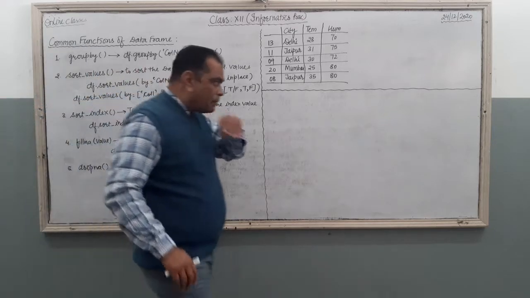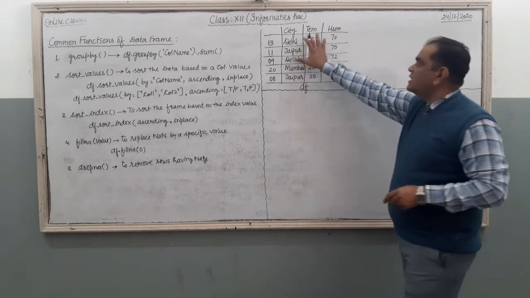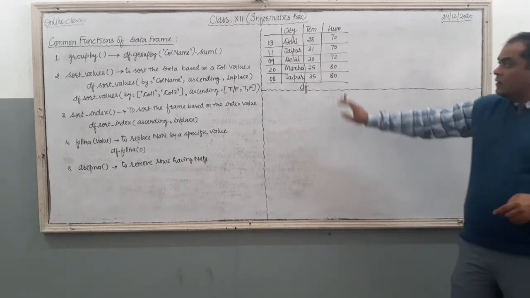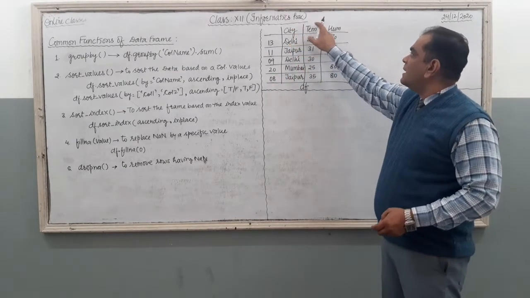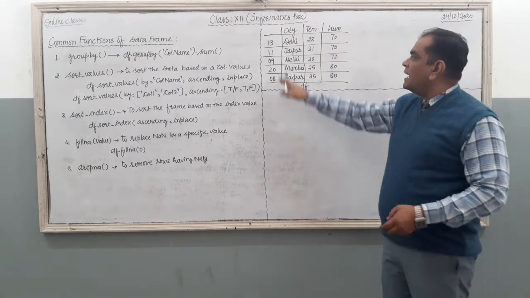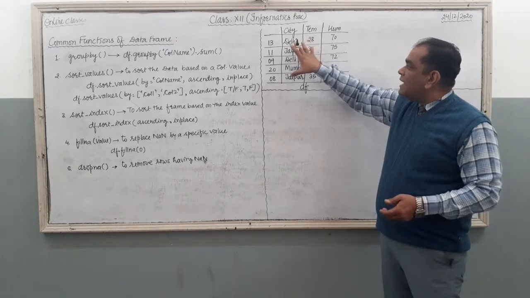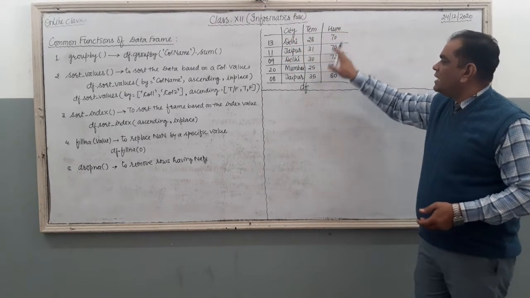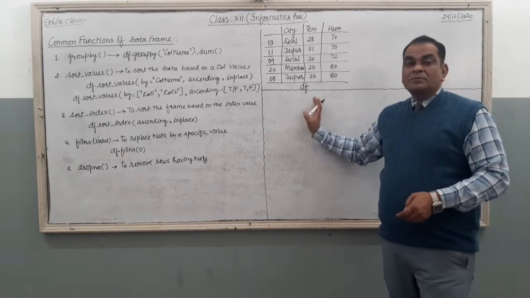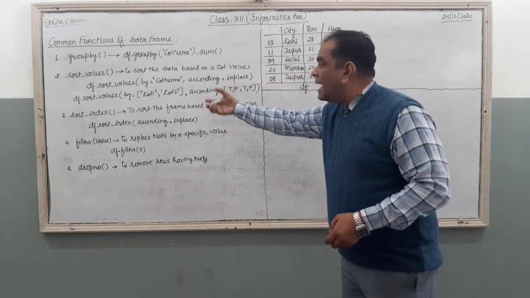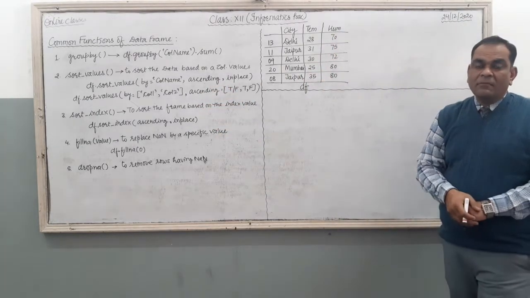Now, to understand the topic, I have created one data frame here. The name of this data frame is df, and just see what is there in it. There are 3 different columns: first one is city, then temperature, then humidity, and these are the indexes of this data frame. Then the data items, that are Delhi 28, 72, Jaipur 35, 80. Right? So it is the data frame on which we are going to apply these different common functions of data frame.